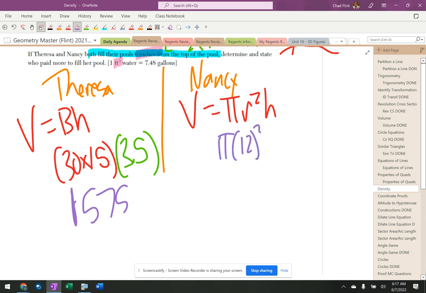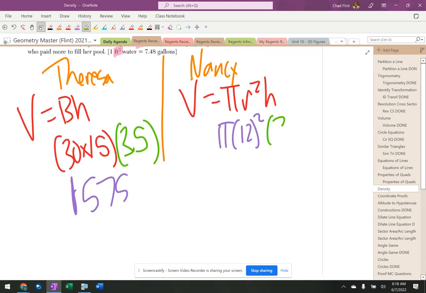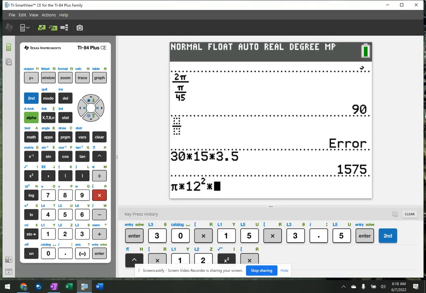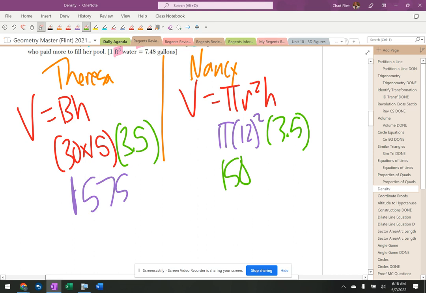All right, let's do Nancy's. Pi times 12 squared. Her diameter was 24, and I believe hers was 4 feet deep too, so 3.5. So then that's going to give me pi times 12 squared times 3.5. All right, so 1583.36 and so on. Slightly more water in Nancy's pool.